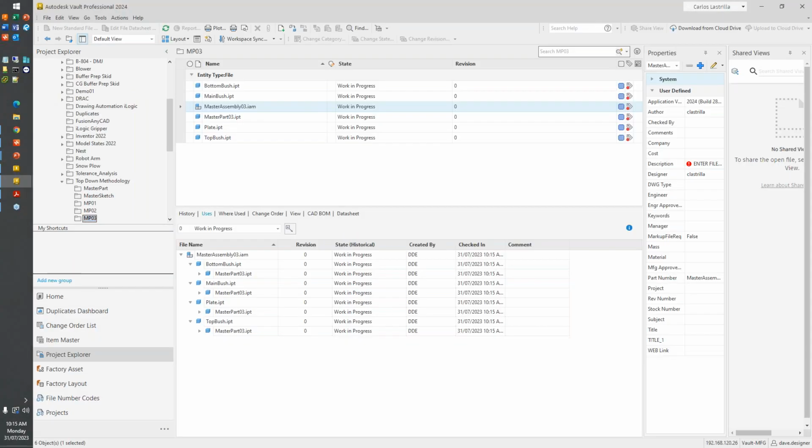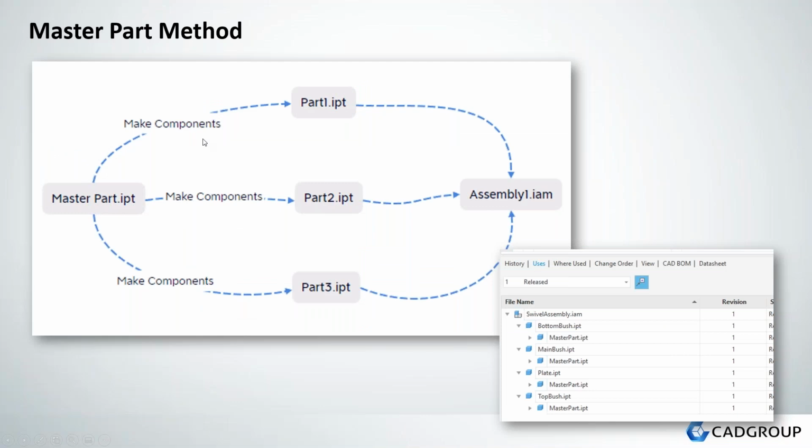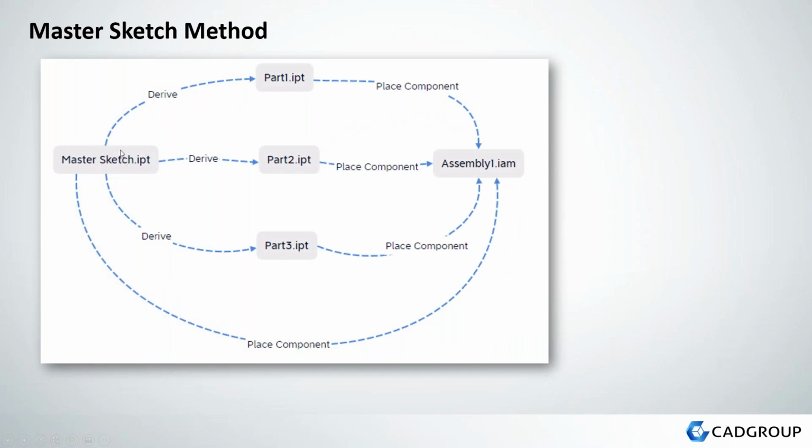So that's what happens when we look at a master part modeling method. We use the Make Component command, which makes those individual parts, and then it automatically creates that assembly. Now, if we have a look at the other method, which is the master sketch method, I've got a master sketch. From that master sketch, I create a part file, and then I use the derive command to derive the master sketch into that part file.